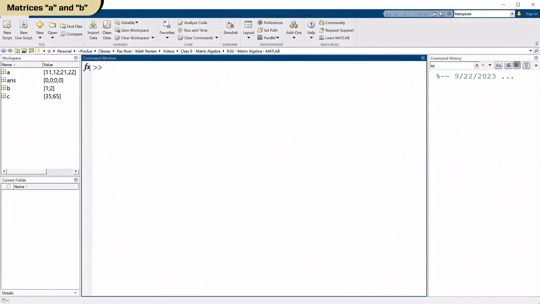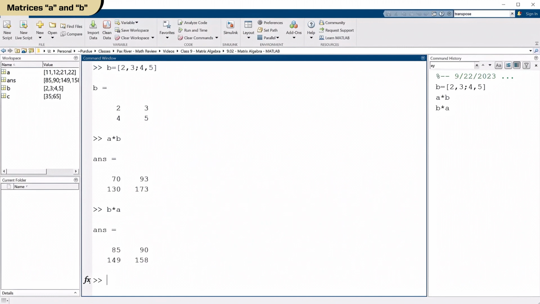Okay, let's make a matrix B now. Let's maybe make it 2, 3, 4, 5, just something different than A. So A times B, B times A. I got two different answers, didn't I?